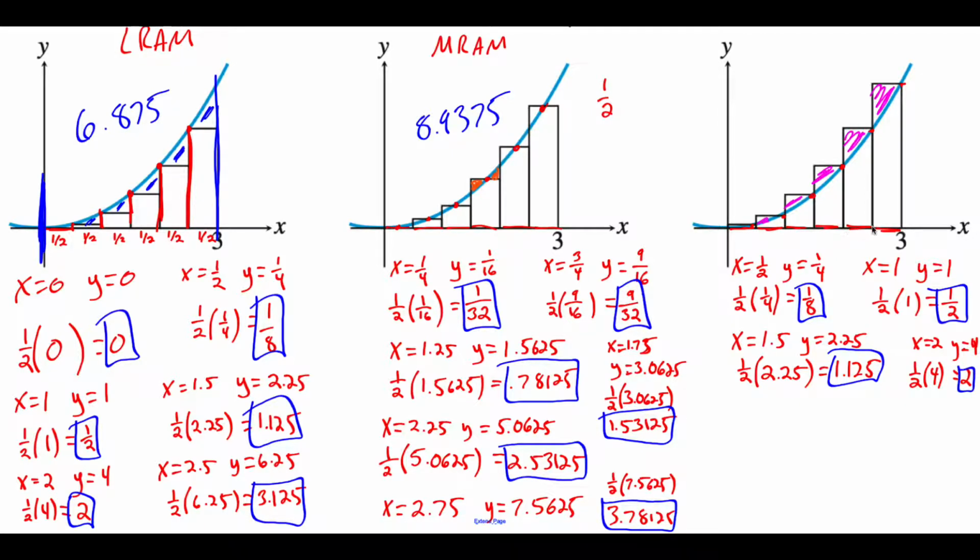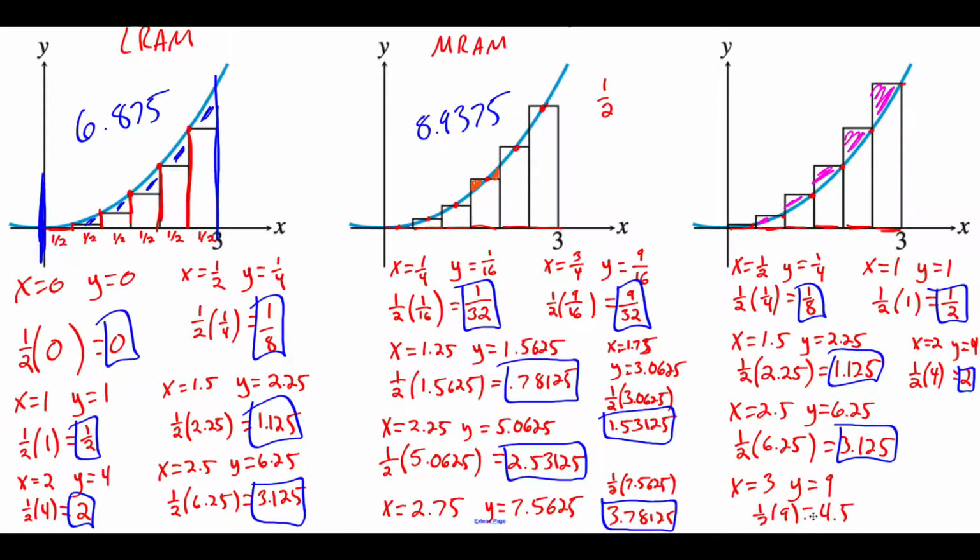My next rectangle has its right endpoint at 2.5. If I take that and plug that into my function and square it, 2.5 squared is going to give me a y value of 6.25. So taking that base width of 1/2 times 6.25 is going to give me an area of 3.125. And again, I'll box that so I don't lose it. My last rectangle has its right endpoint at 3. And if I plug that into my function, that's going to give me a height of 9. So I'll do 1/2 times that height of 9, which is going to give me 4.5 as the area of that last rectangle.